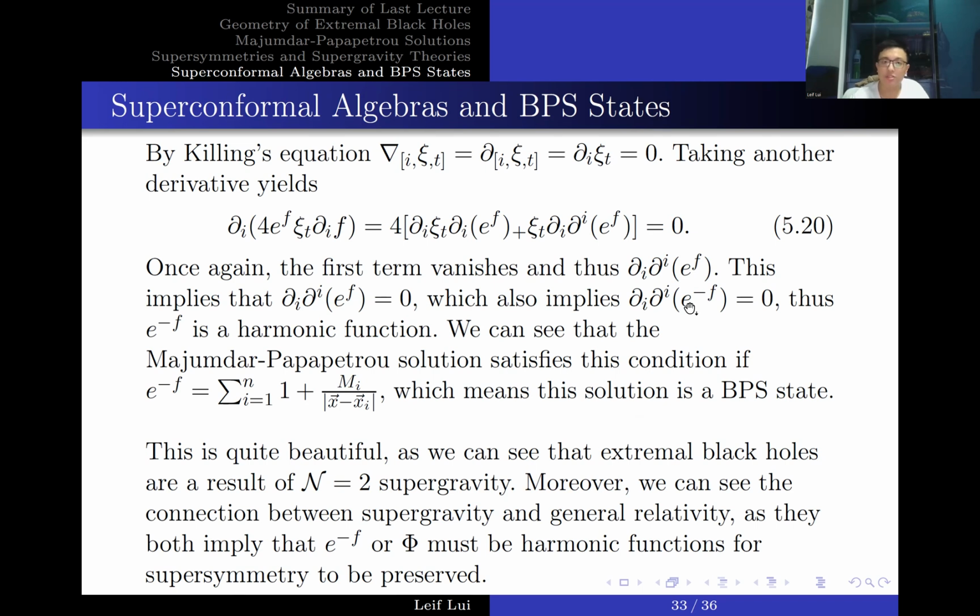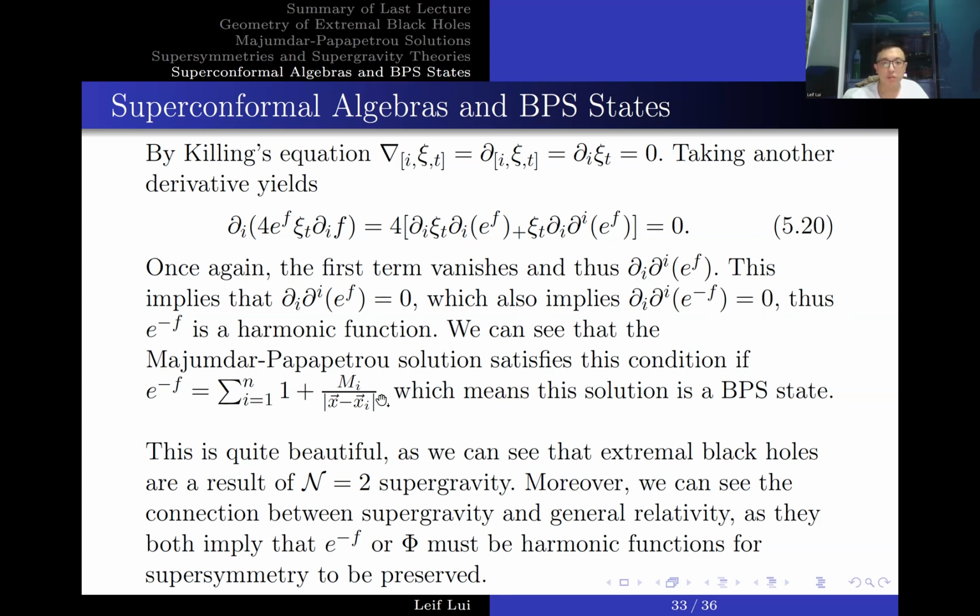And this is not generally the case, though. I must mention, just because e to the f is a harmonic function does not mean e to the minus f is a harmonic function. It is just this case that is particularly special. And we have shown that since e to the minus f is harmonic, it means that you can superpose masses over each other. And this is exactly why we call them supercharges in supergravity, because similar to electromagnetism, if the Laplace equation is satisfied, you can superpose charges. In this case, you can superpose masses, and thus those masses are analogous to charges.